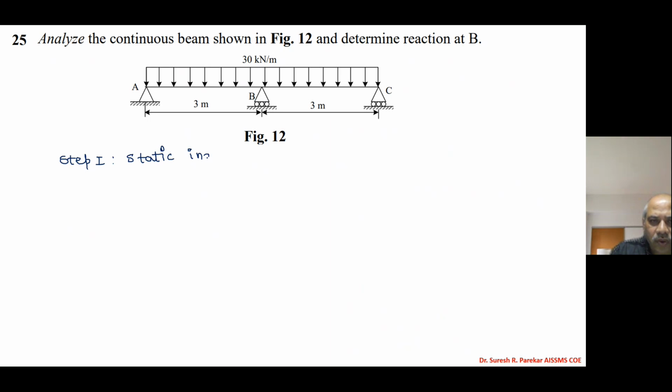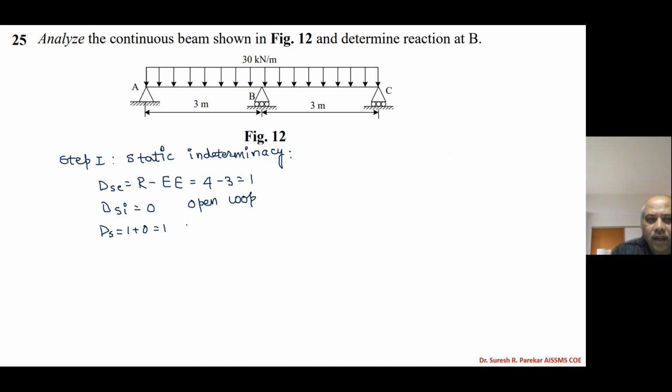In proper also you can go with this step. So static indeterminacy. What we will get in this? We have dsE equal to R minus equilibrium equation. Now you can go 4 minus 3 equal to 1 or 3 minus 2 equal to 1. dsI equal to 0, open loop. And therefore we can write directly ds equal to 1 plus 0, that is 1.